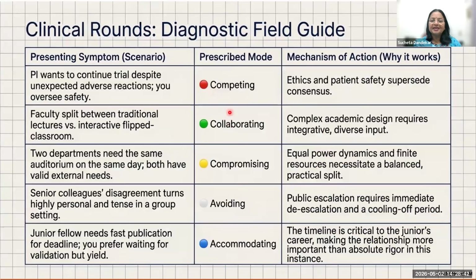When I said use these kinds of competing, collaborative, compromising modes in these situations, remember when I said competing, there were ethics and patient safety. And that is why Lavanya also said that you need to remember that patient safety and ethics supersede the consensus. So you would use a competing view, where you say, no, this is how I want it. When it comes to the split, you could have a collaborating effect, where a complex academic design can have an integrative approach. When you are compromising, equal power dynamics and finite resources necessitate a balanced, practical split. And of course, when you avoid, in this second last case, public escalation requires immediate de-escalation.